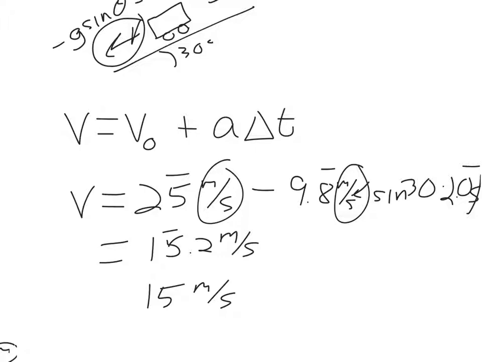Okay, so those are several different types of two-dimensional problems. We had incline problems and we had motion in two directions problems. And hopefully this sets you straight on how to solve problems of this type.